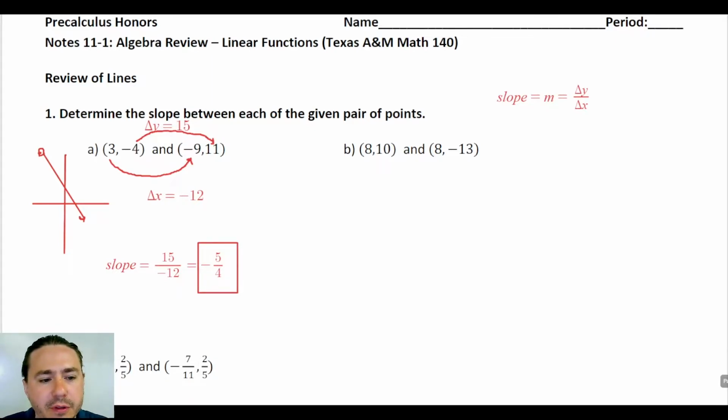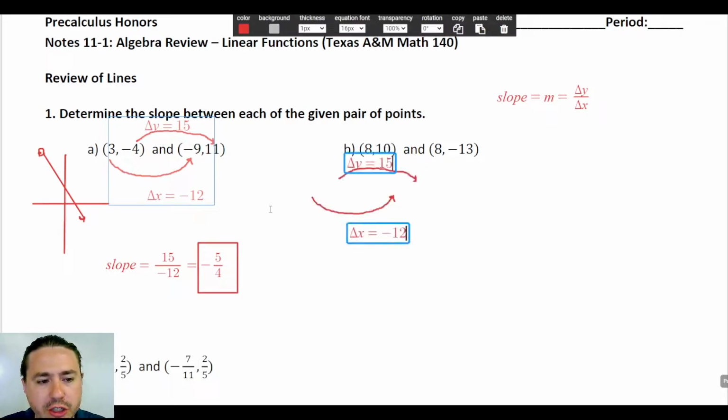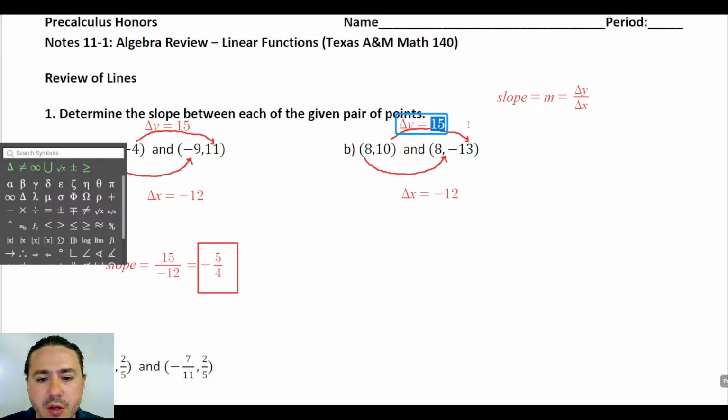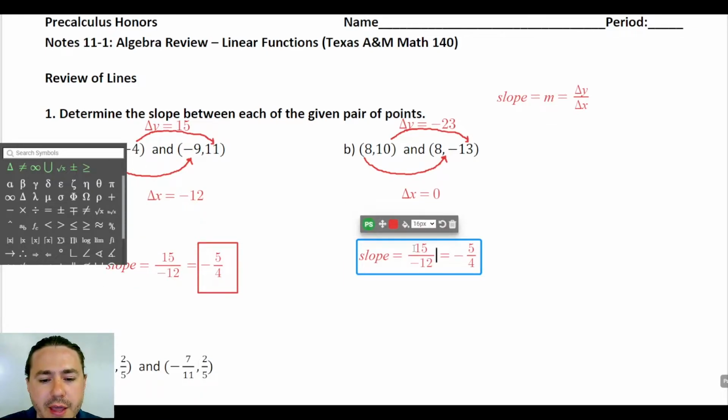For the second example here, we can do the same thing, where we find our change in y and change in x. In this case, my change in y, to get from 10 to -13, would be -23. And my change in x would be from 8 to 8, it's 0. I don't have to add anything. So my slope here will be -23 over 0. And as you may remember, we can't divide by 0, right? So this is just going to be undefined.